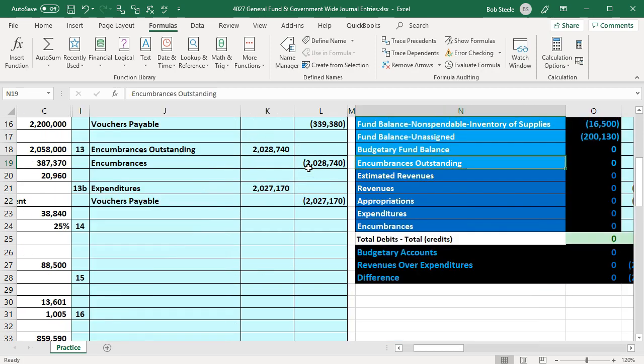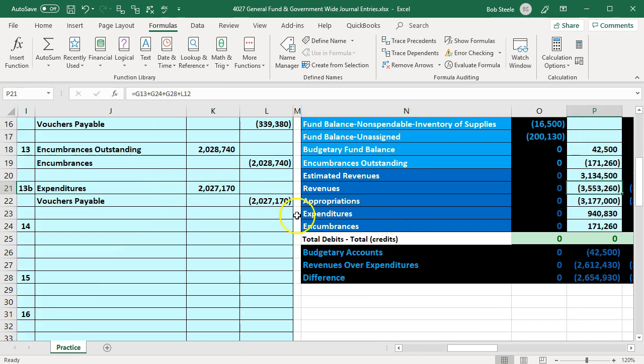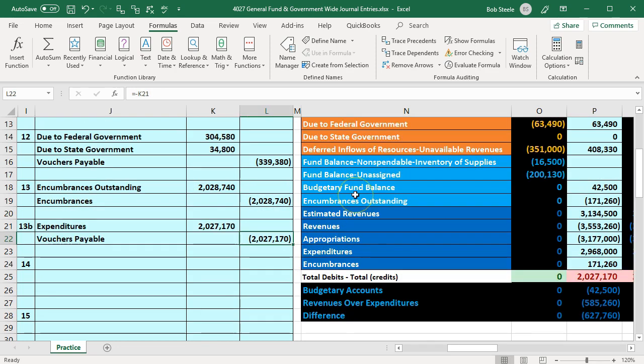All right, let's post that out now. So we have the expenditure we're going to post. So here we are in the expenditure. We want to be in cell P23. Double click on that. Go to the end of it. Plus, and we're going to point to that amount for the expenditure and enter. Next, we have the voucher payable. That's going to be the credit. We're going to scroll up to the voucher payable.